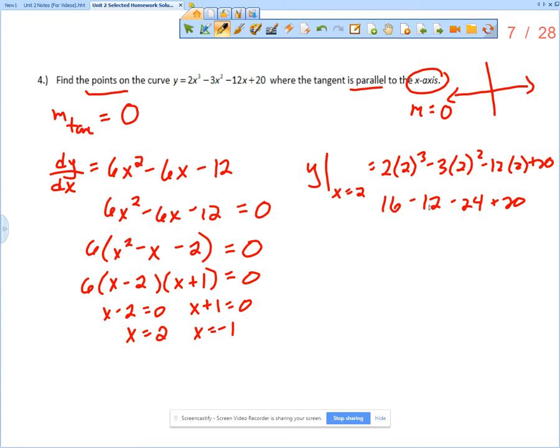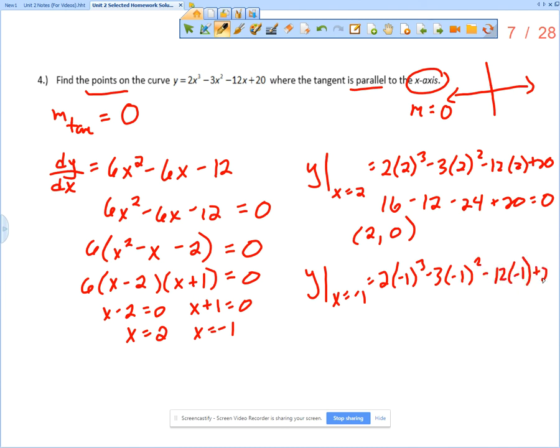All right, 16 minus 12 is 4. 4 minus 24 is negative 20, plus 20 is 0. So that means there is a point on y at 2 comma 0. All right, then we want to evaluate y at x equals negative 1. So 2 times negative 1 cubed minus 3 times negative 1 squared minus 12 times negative 1 plus 20.